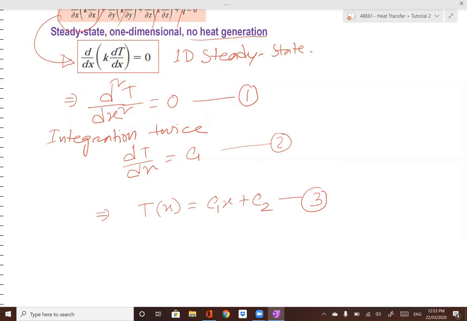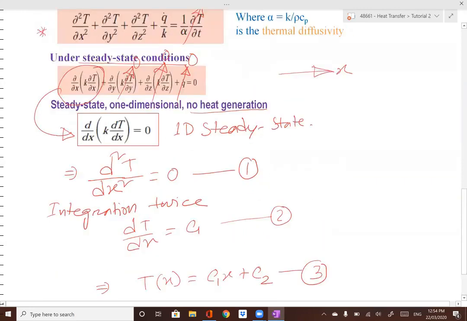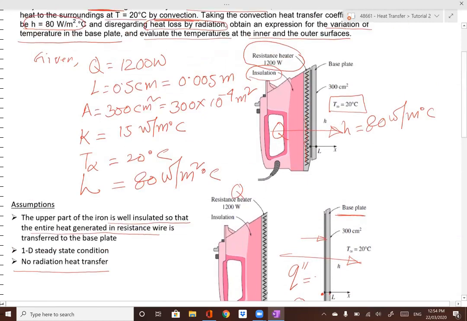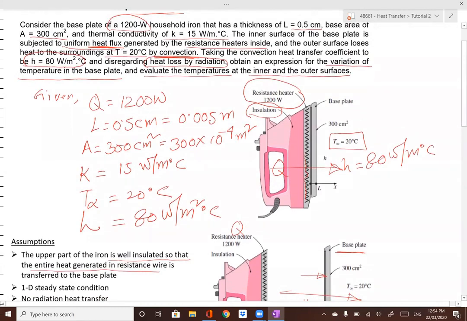Now we will use the boundary conditions. We need a minimum of 2 boundary conditions. Say when x equal to 0, the heat flux is uniform. The question is given as a uniform heat flux.